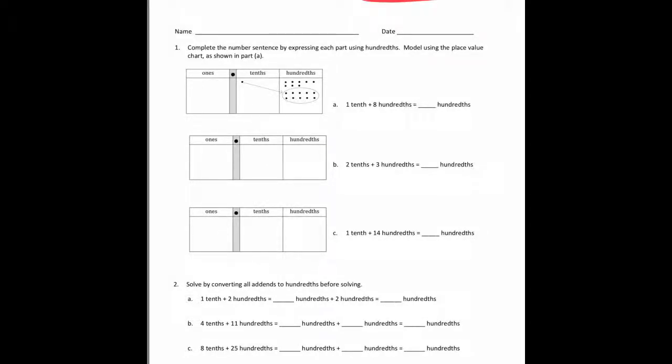And let's go ahead and get started and look at number 1. It says complete the number sentence by expressing each part using hundredths. Model using the place value chart as shown in part A. So in part A, they had 1/10 here and then moved it over to the hundredths place in 10 tenths to show that 1/10 and 8 hundredths altogether is 18 hundredths if you counted them in the hundredth spot.